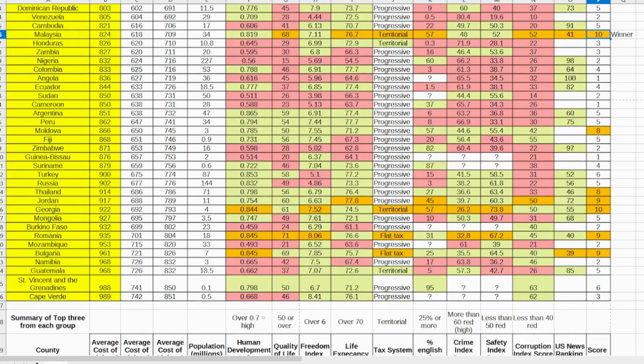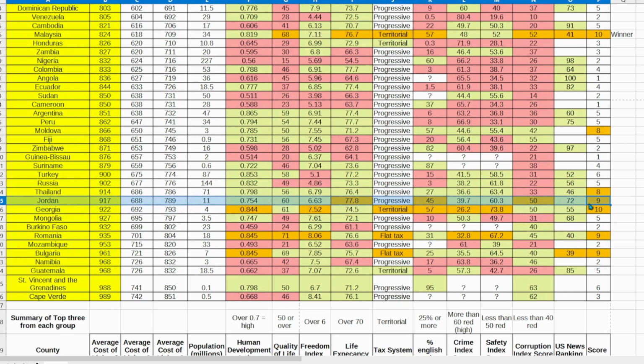So the other countries that scored high in Group C were Moldova with 8 points, Thailand with 8 points. So in Thailand, the country was let down by the Corruption Index score, which is 33 out of 100, which is 7 less than the score required of 40. And it also has a progressive tax system, so it didn't get the mark for a territorial tax system.